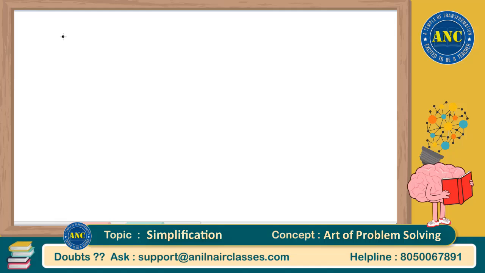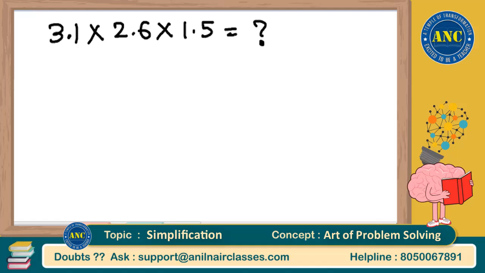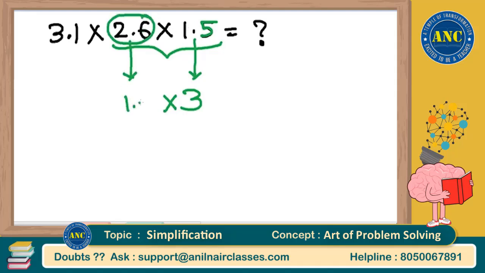See here. Next question. 3 multiplications. 3.1 into 2.6 into 1.5 is equal to question mark. You think that this is a very difficult question, but I will think that it's a very easy question. It is ending with 5. Multiply by 2. If I multiply this by 2, make it into half. It is 1.3. 1.3 into 3 is 3.9.